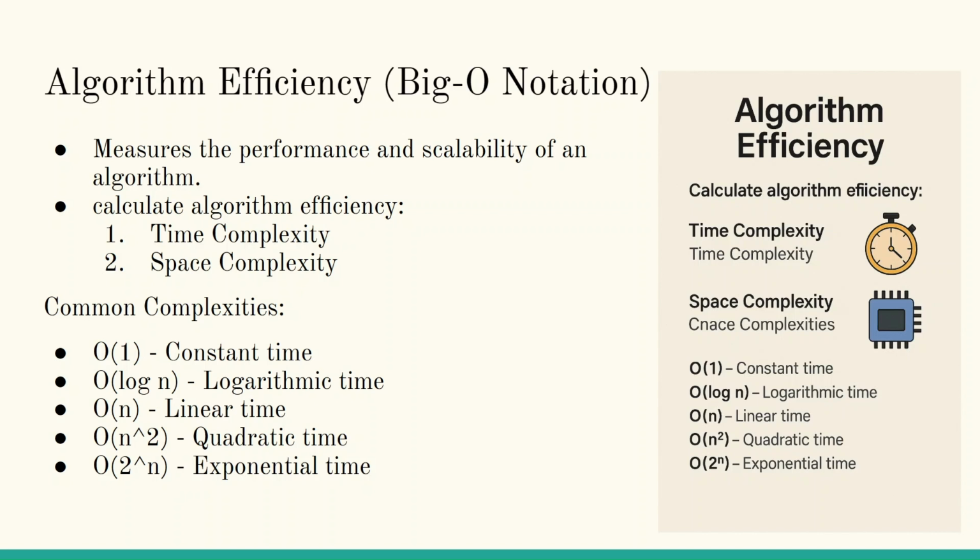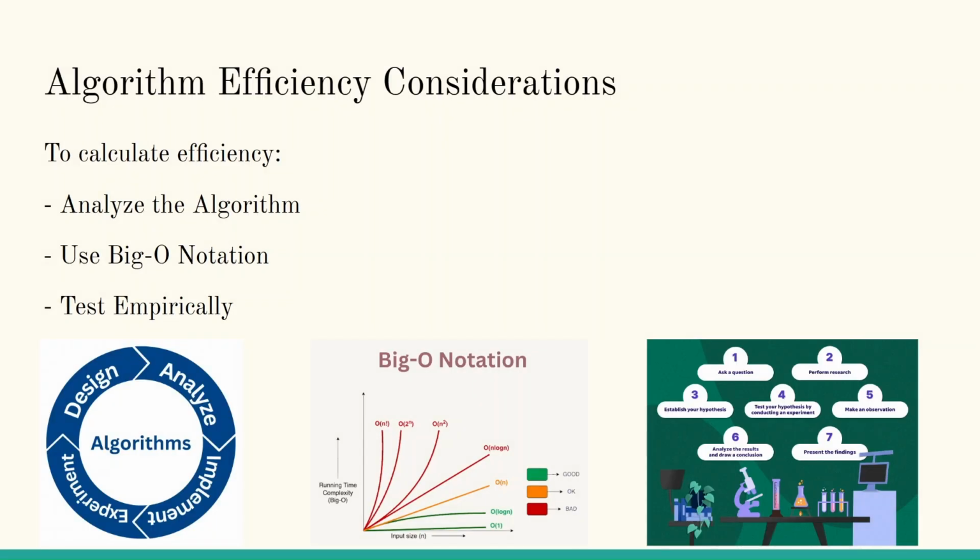Space complexity. This measures the amount of memory the algorithm uses, also expressed using big O notation. It accounts for variables, data structures, and temporary storage required during execution. To calculate efficiency, we can follow these three steps: analyze the algorithm, use big O notation, and test empirically.